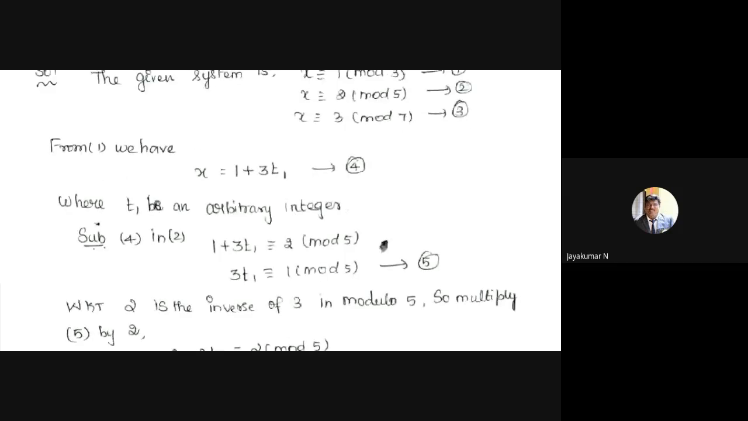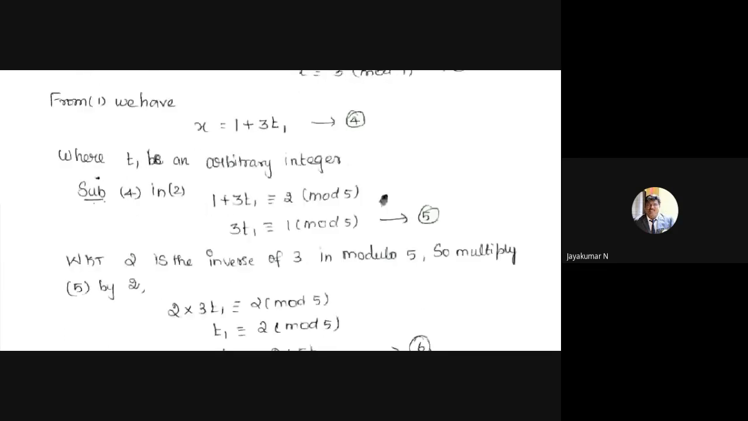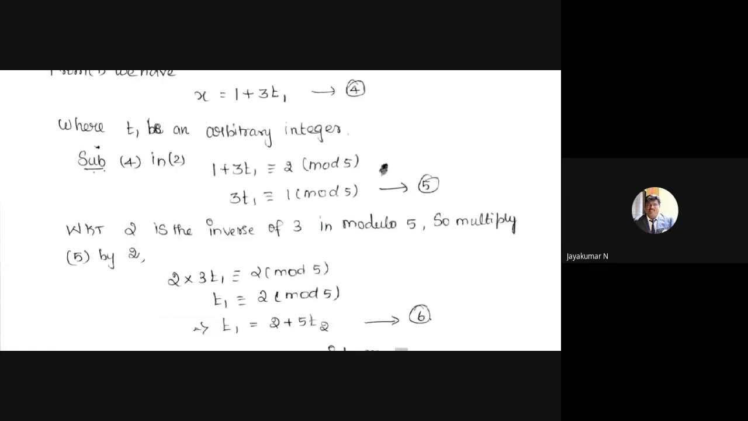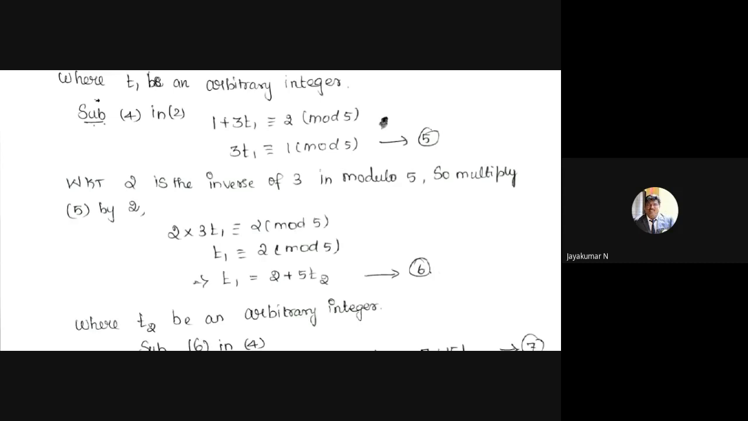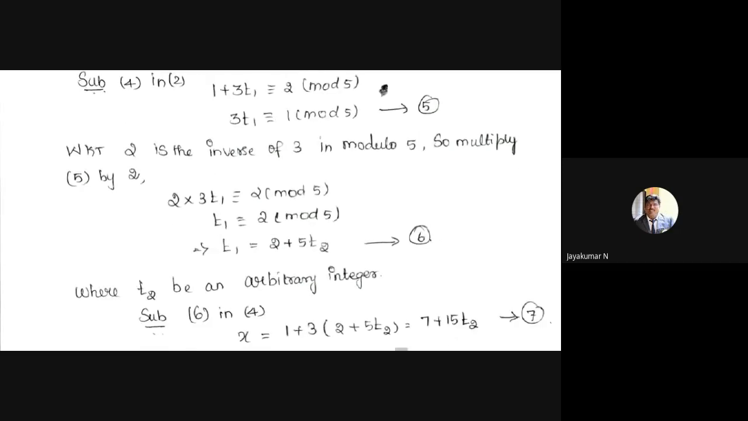So 2 into 3t1, that is 6t1, is congruent to 1 into 2, 2 mod 5. 6 is more than 5, so 6 is congruent to 1 mod 5. So 1 into t1 is congruent to 2 mod 5. So again t1 congruent to 2 mod 5 is expressed as a linear equation: t1 is equal to 2 plus 5t2.